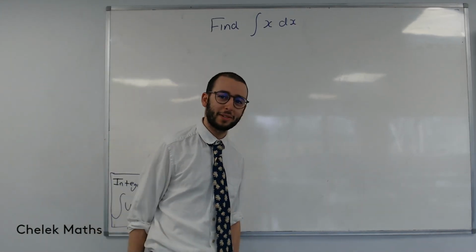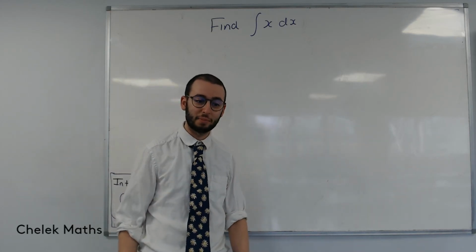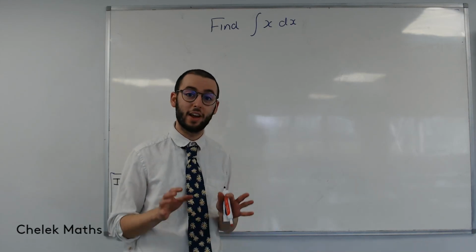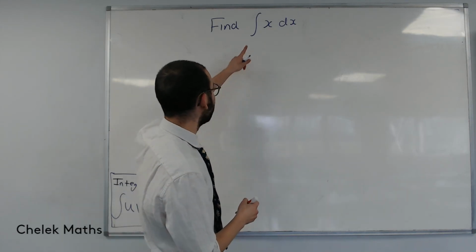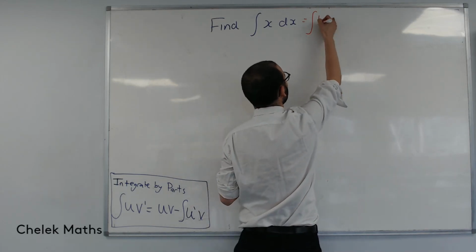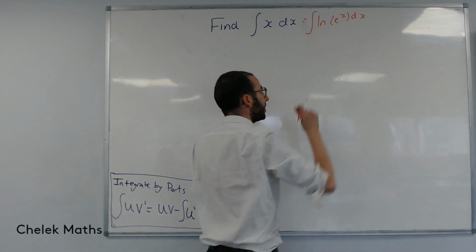Hello, we're going to be doing some maths for fun, and we're going to be finding the integral of x dx, but without any knowledge of basic rules of calculus, just by making things very overly complicated. And the way we're going to do that is we're going to write this as the integral of ln of e to the x dx. And instead we're going to deal with this integral here.